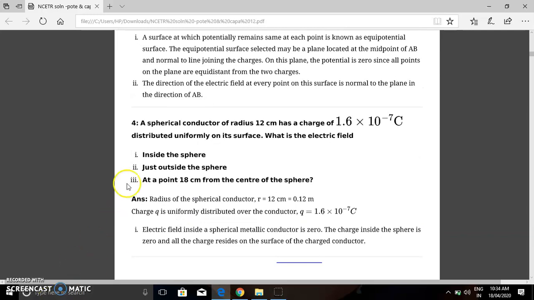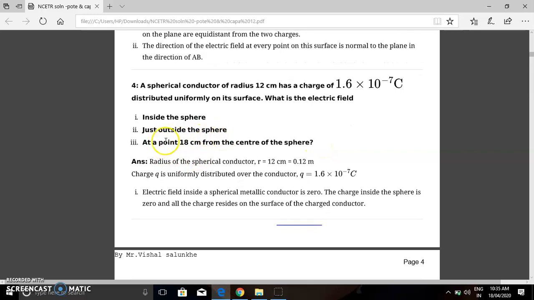fourth numerical. The spherical conductor of radius 12 centimeter. We have spherical conductor of radius 12 centimeter. Charge on it is 1.6 into 10 raised to minus 7 coulomb and distributed uniformly on its surface. What is the electric field inside the sphere, just outside the sphere, and at point 18 centimeter from the center of the sphere?